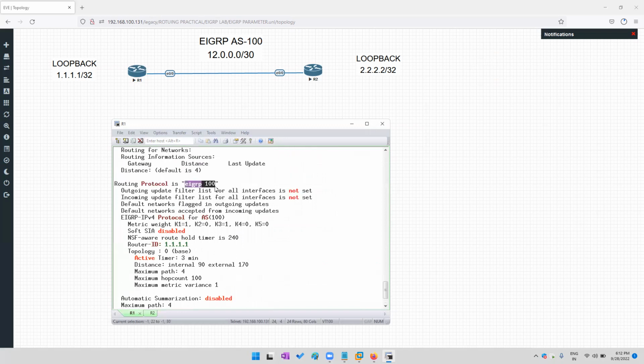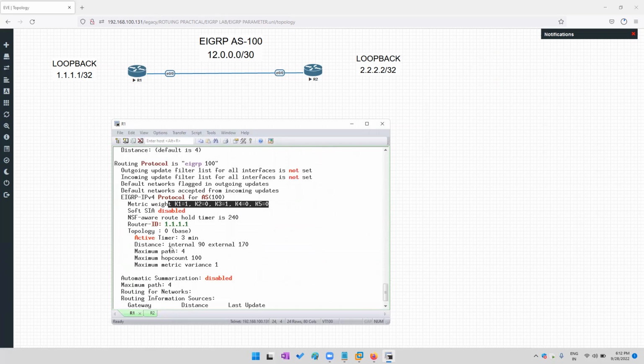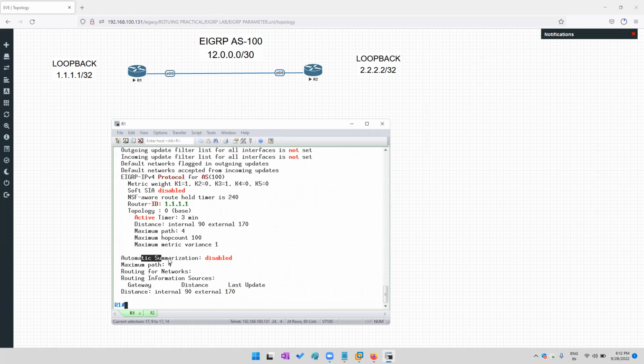Show ip protocols. Now verify. In EIGRP 100, some key values we are using. Clear? Internal route AD value 90, external route 170. Best paths, how many maximum are supported? 4. And maximum hop count supported? 100. And how many variance by default? 1. Auto summarization is disabled. Clear?